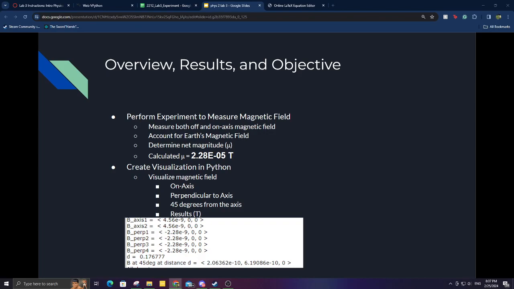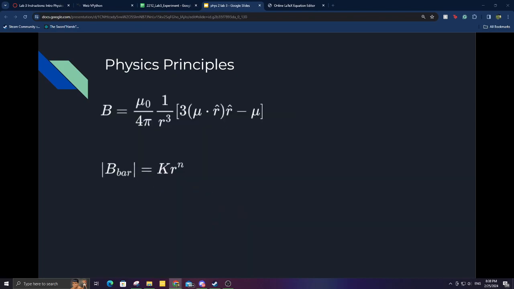The next step of the lab was to create a visual of the magnetic field in VPython. For this visual, I inputted my own mu value and then visualized the magnetic field on 2 on-axis locations, 4 off-axis locations, and finally one location 45 degrees off the axis. The resulting magnetic field at those locations is seen here in the slide above.